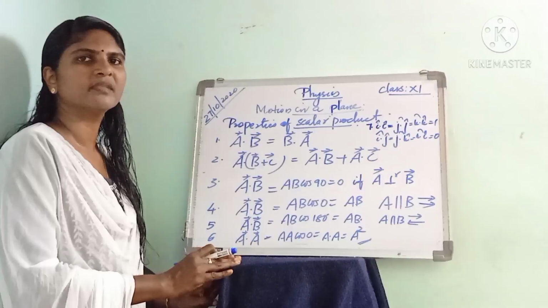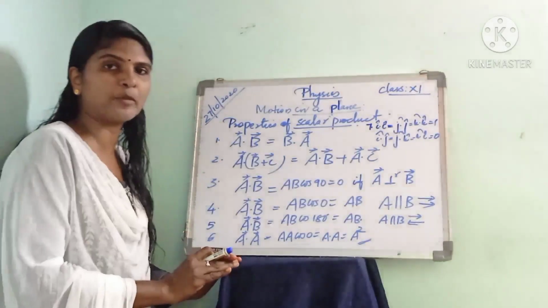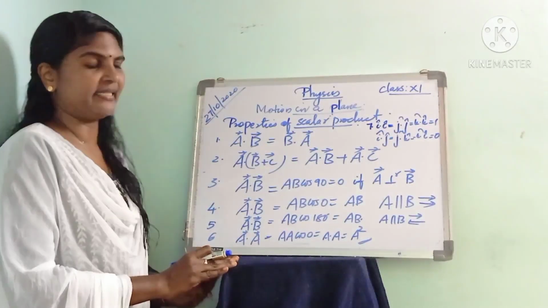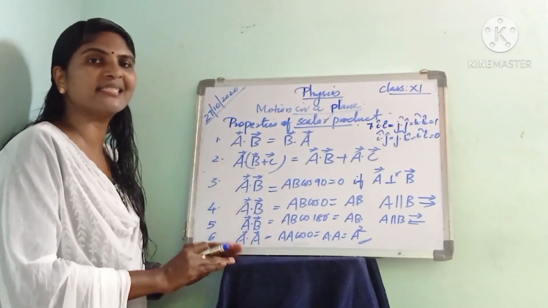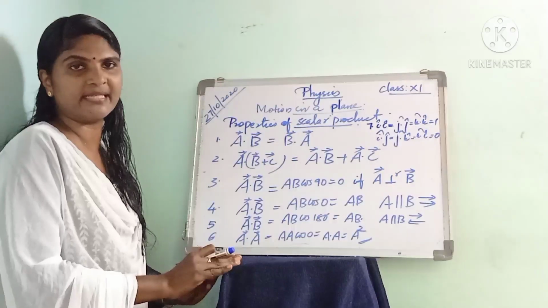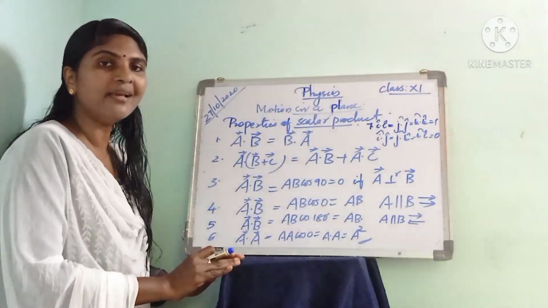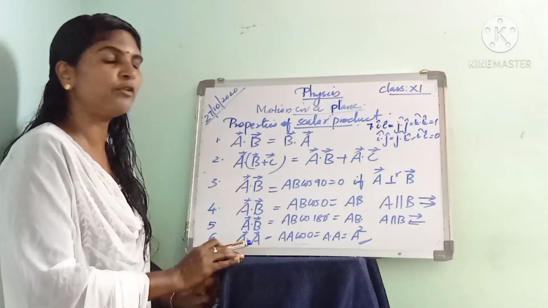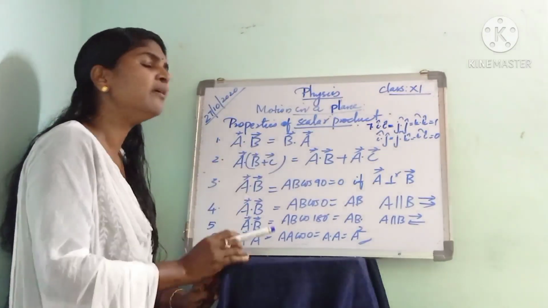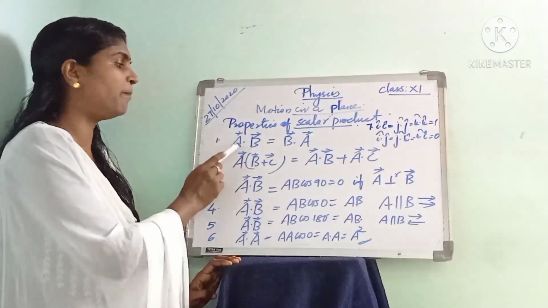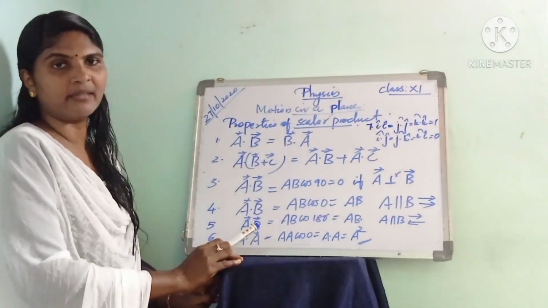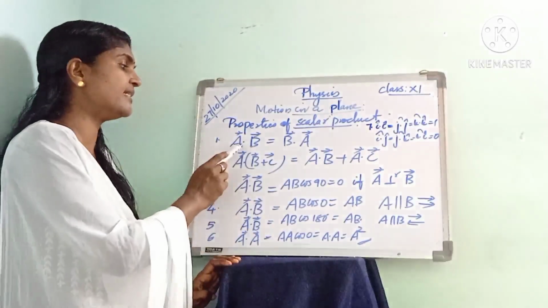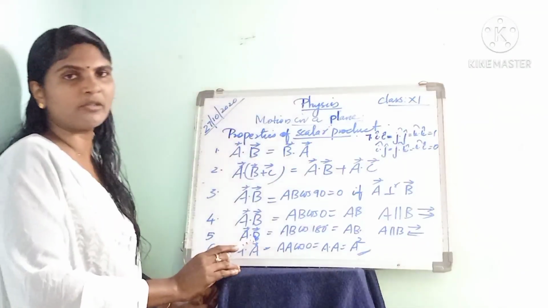Next, the properties of scalar product or dot product. The first property is that scalar product is commutative. You know what is commutative? Suppose we have two vectors A and B, we can represent the commutative property as A dot B is equal to B dot A. That is the commutative property.